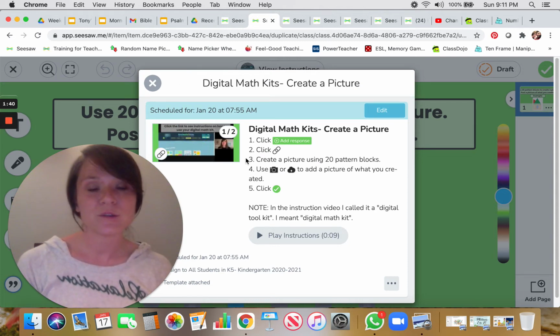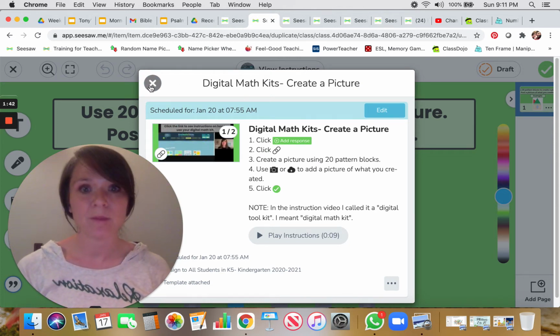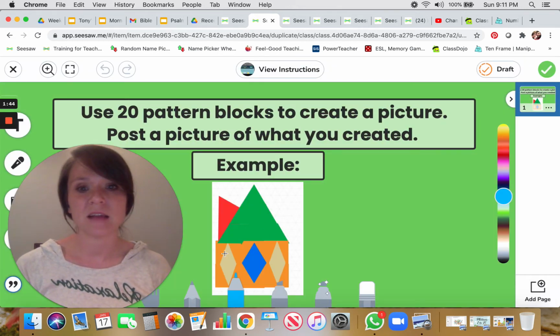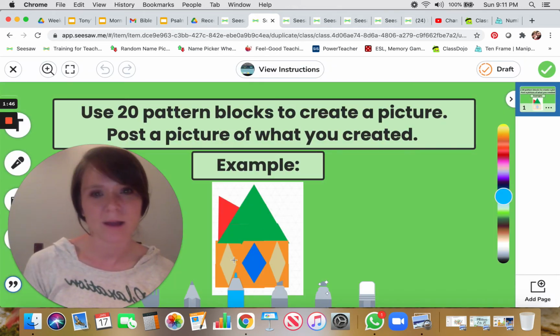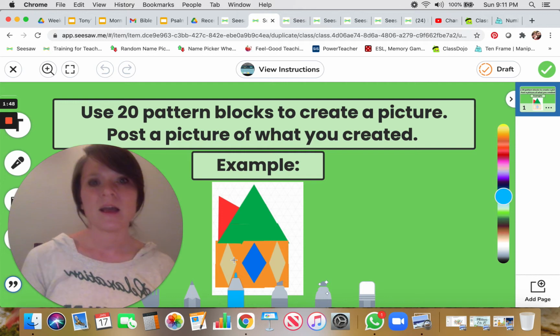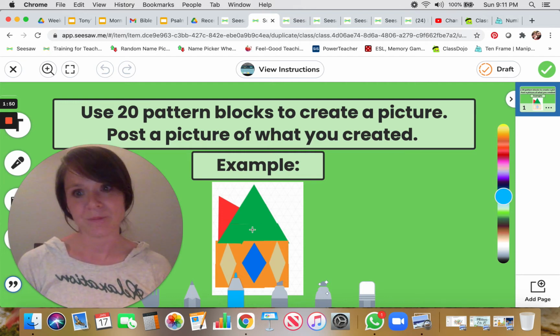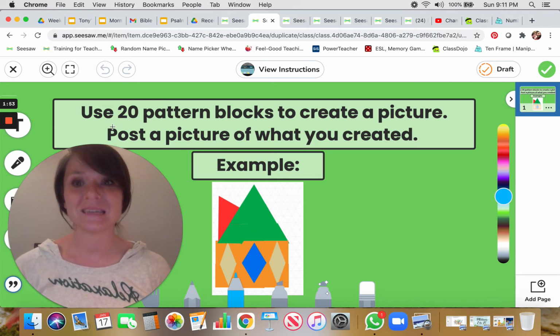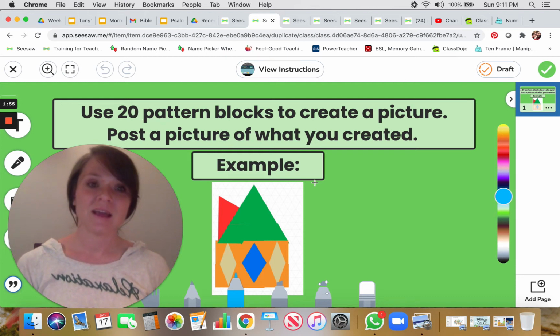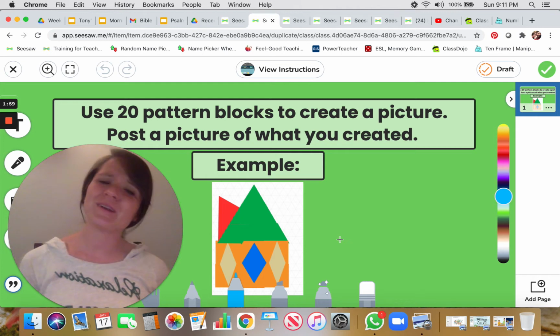Today we are going to use the pattern blocks. Okay, remember the pattern blocks are the blocks that look like this. They have hexagons and squares and triangles and trapezoids, and you can drag them around to make a picture. I want you to use 20 of them. Okay, so you can choose out 20 blocks and make a picture. This is a house I made. Friends, remember, it doesn't need to be perfect.